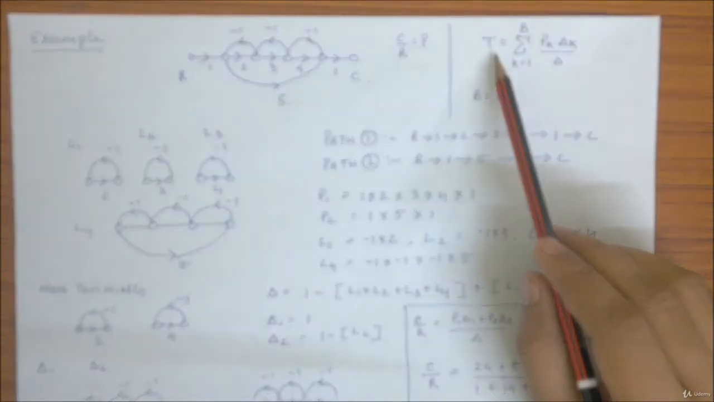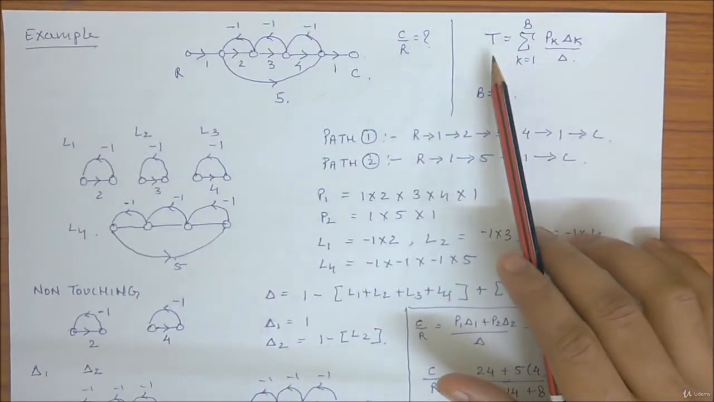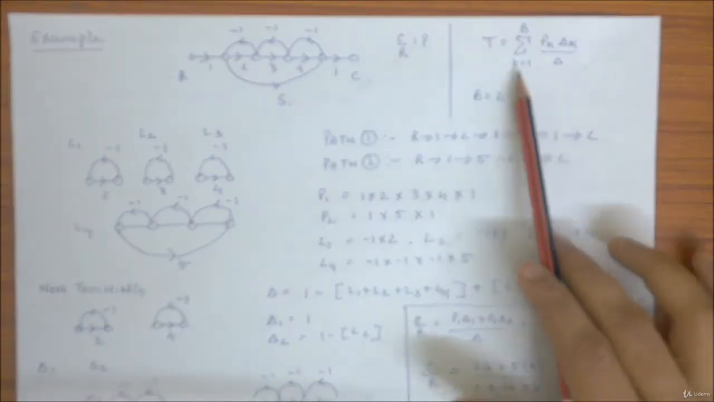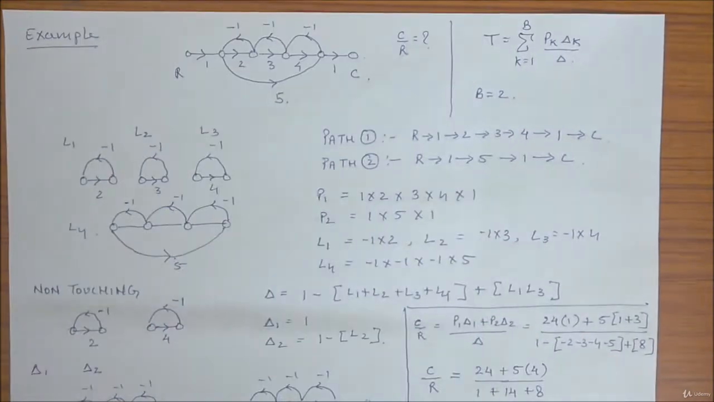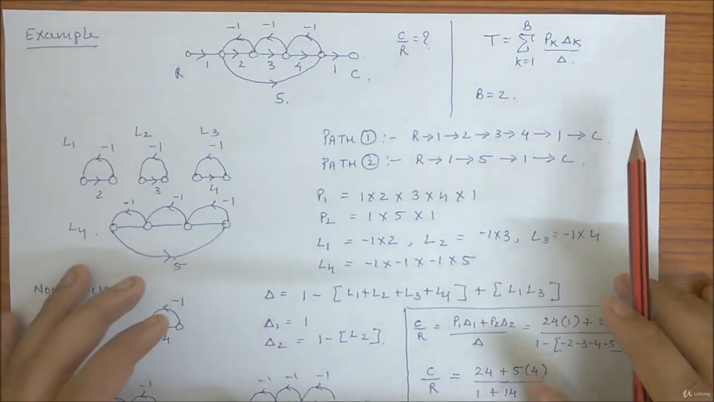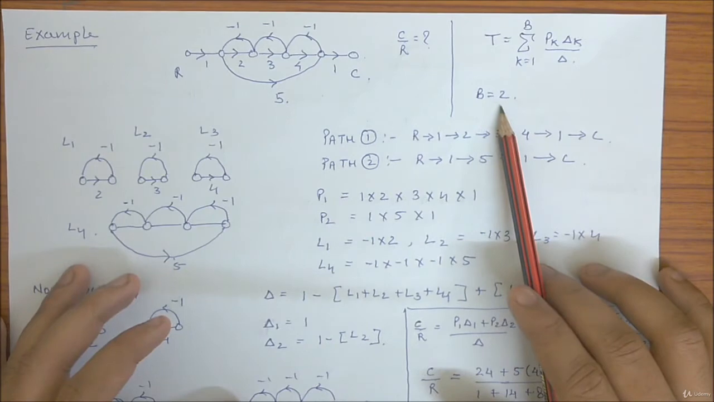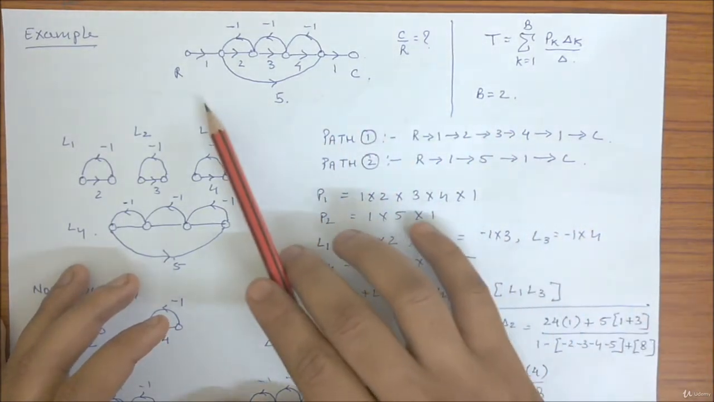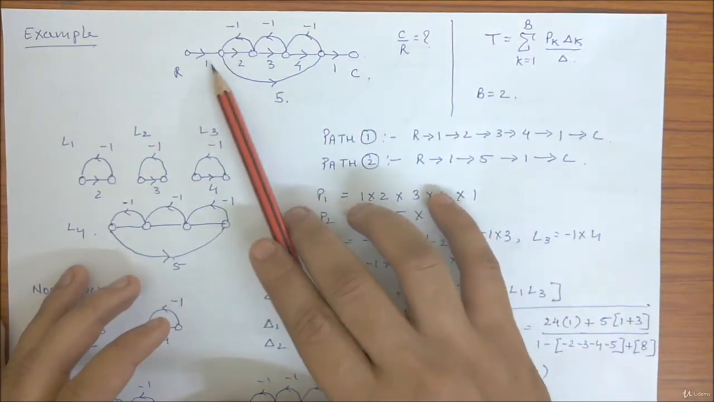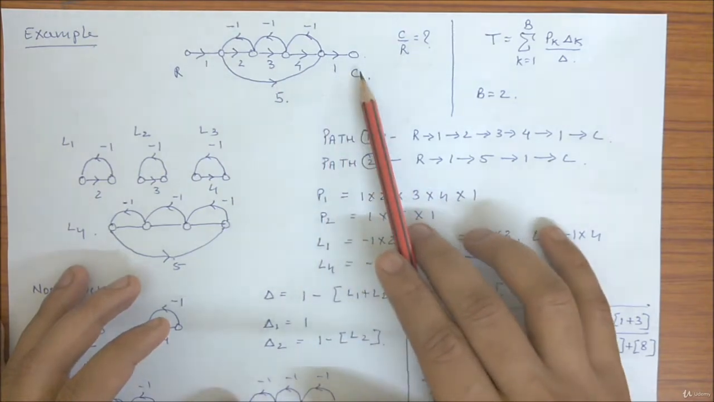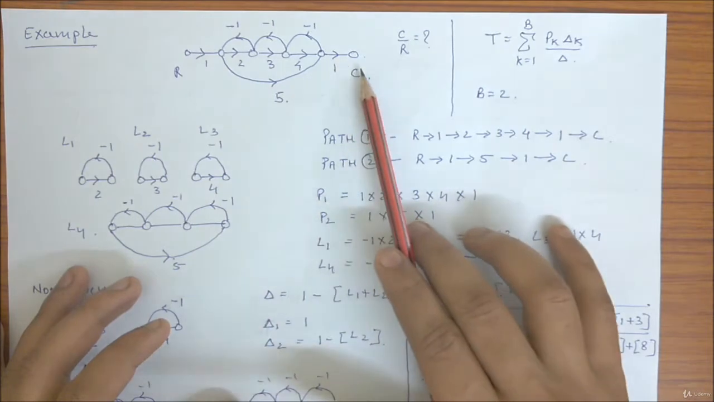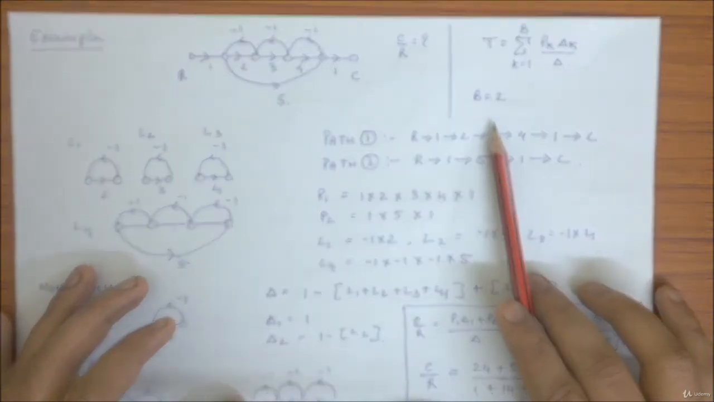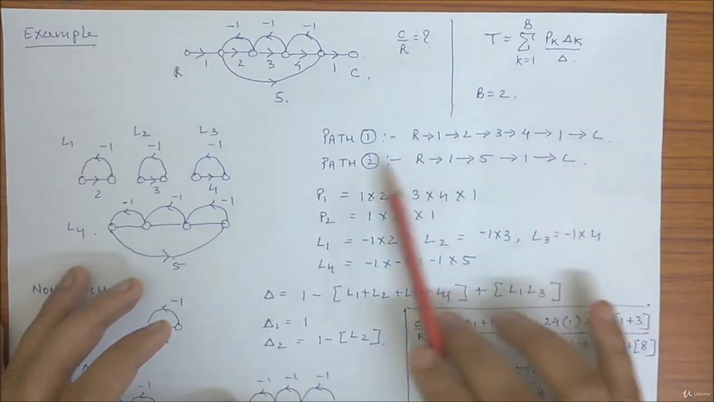So we know from Mason's formula that T is equal to summation K equal to 1 to n, Pk delta k divided by delta. So my n is here equal to 2. You can see from here R, 1, 2, 3, 4, 1, C, that is one path. R, 1, 5, 1, C, that is the second path. n equal to 2, path 1, path 2.